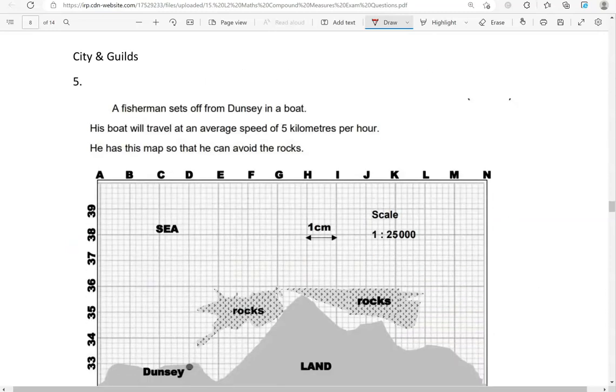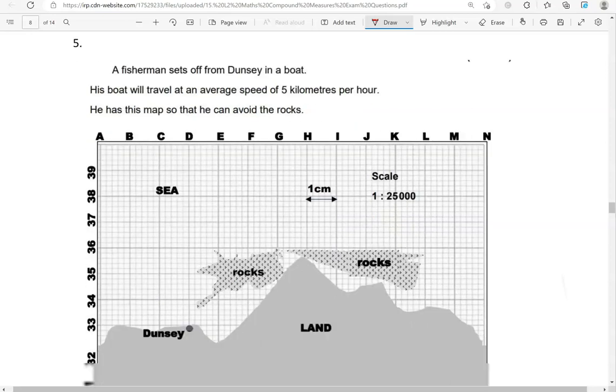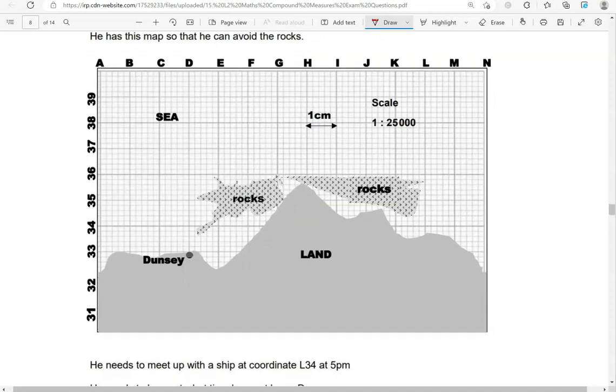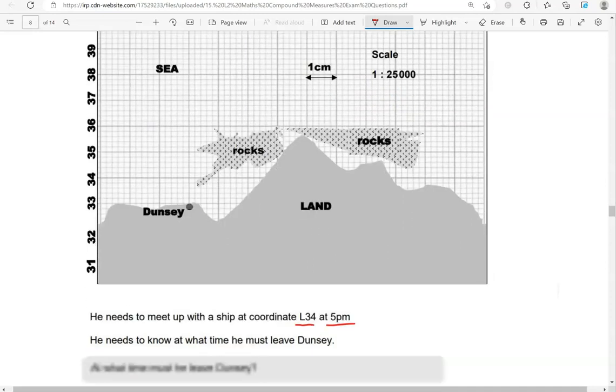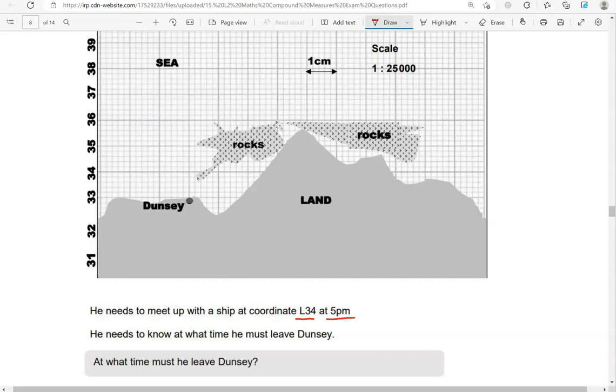A fisherman sets off from Dunsey in a boat. His boat will travel at an average speed of 5 kilometers per hour. He has this map so that he can avoid the rocks. He needs to meet up with the ship at coordinate L34 at 5 p.m. He needs to know at what time he must leave Dunsey. At what time must he leave Dunsey?